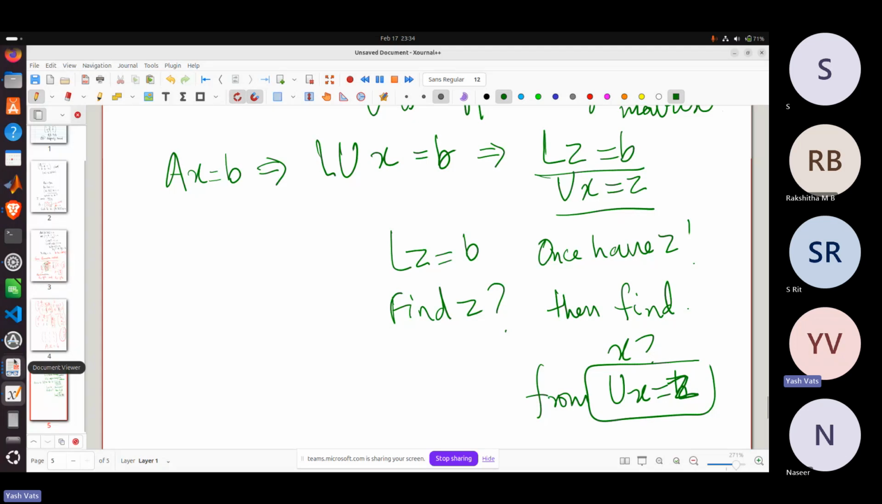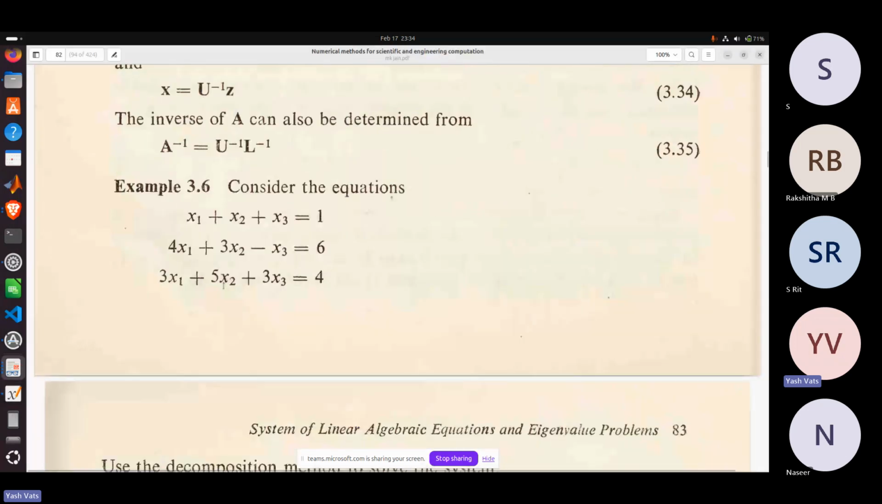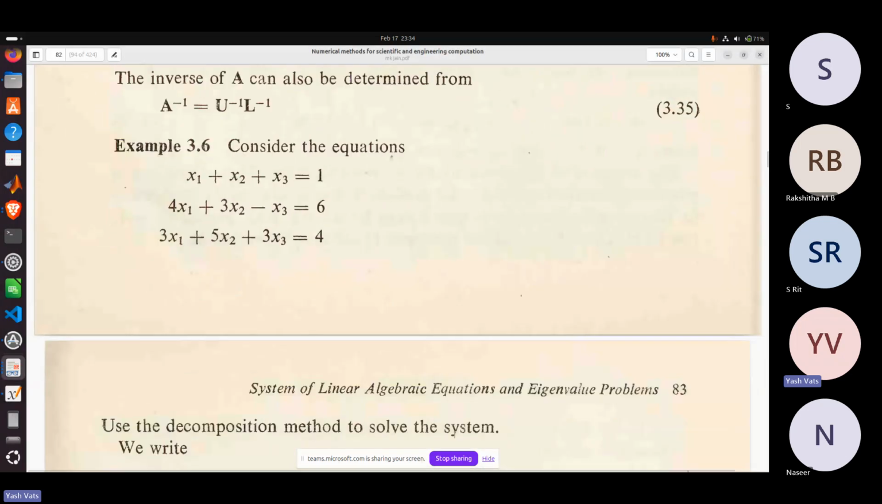If you want to try some questions on that, here is one. Use the decomposition method to solve this system. Just try and find x1, x2 and x3. I will ask what these values are. All right.